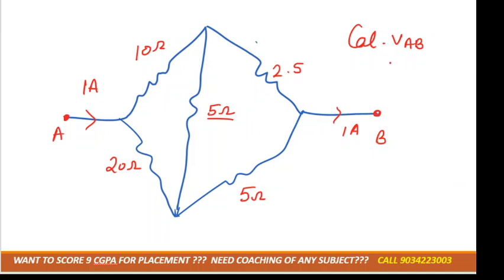In this question we have to calculate the voltage across AB. Imagine you are standing at position A, and you have to move to B. Let's mark the intermediate points as C and D. So we need to calculate VAB.